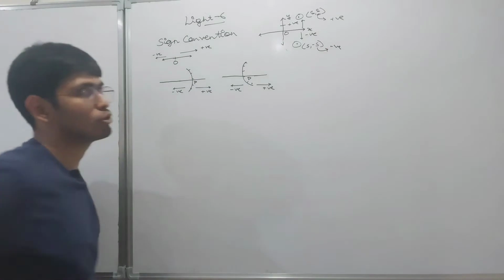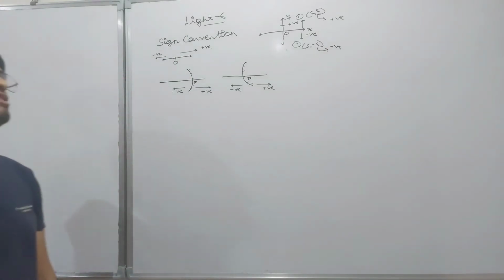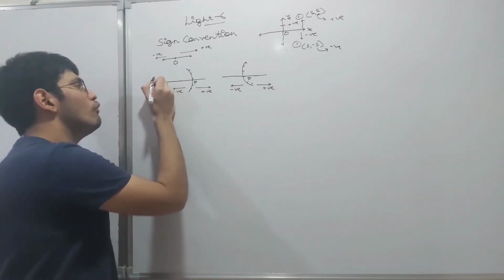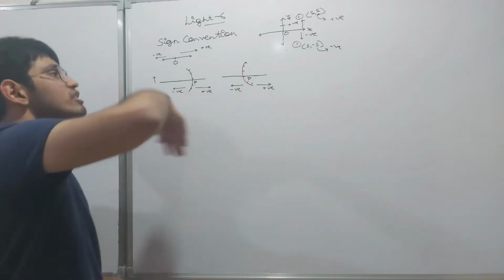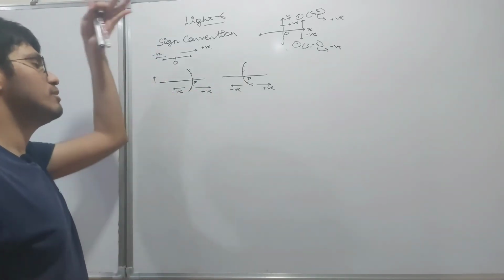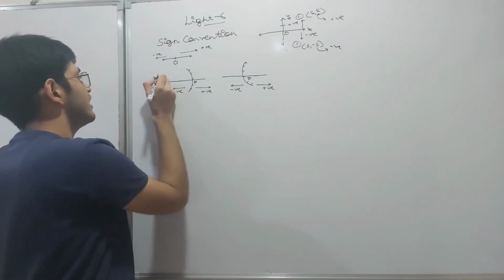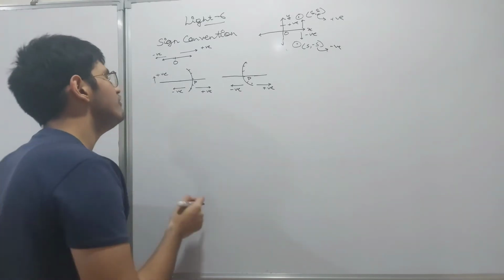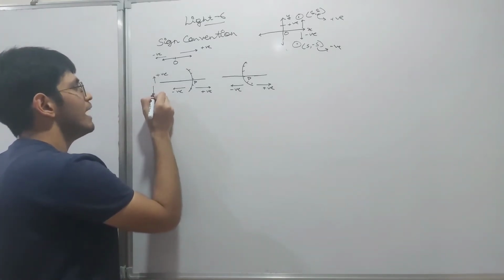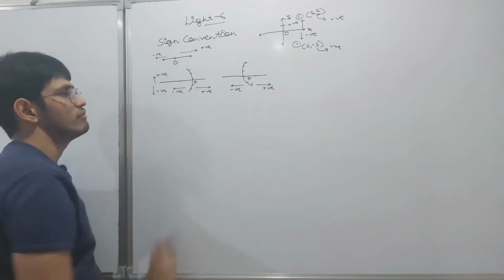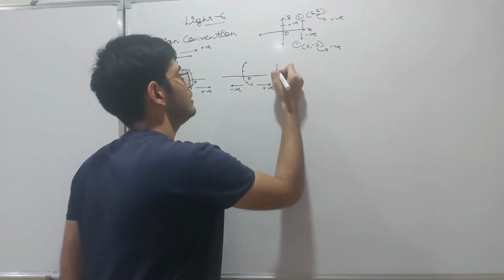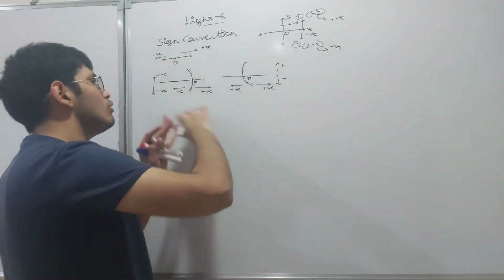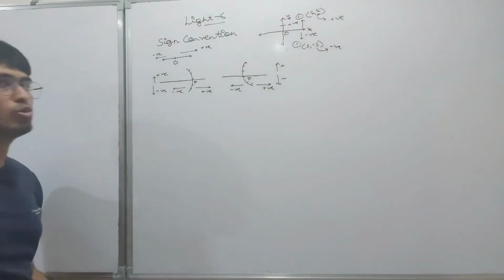Something similar is happening in this mirror also. What is happening? See, if we are taking height above this principal axis or the pole, then that height is treated as positive, and if we are taking anything below this principal axis, then that is treated as negative. Similarly in this case also, here it is taken as positive, here it is taken as negative. So it is somewhat similar to this graph only.